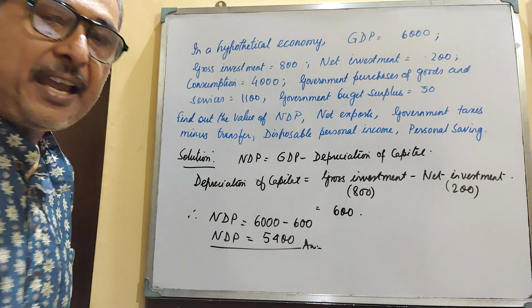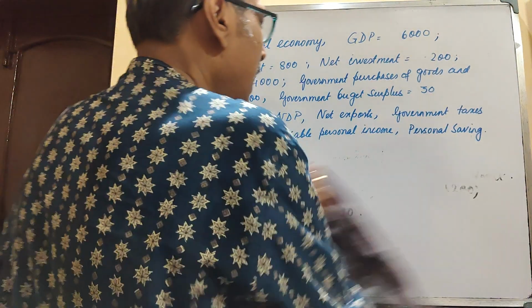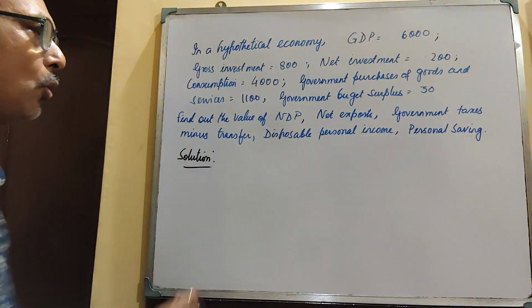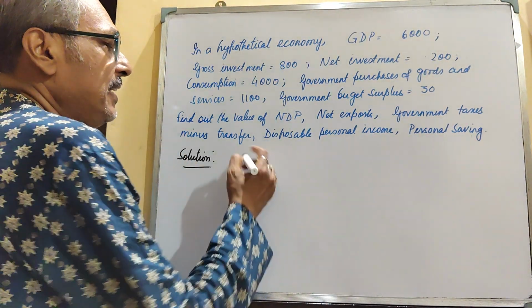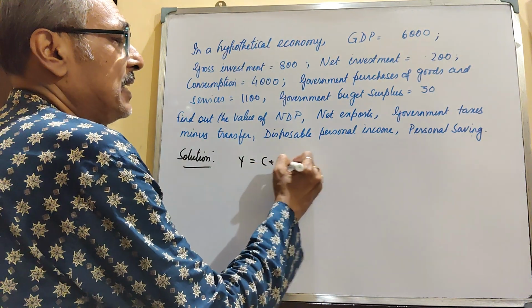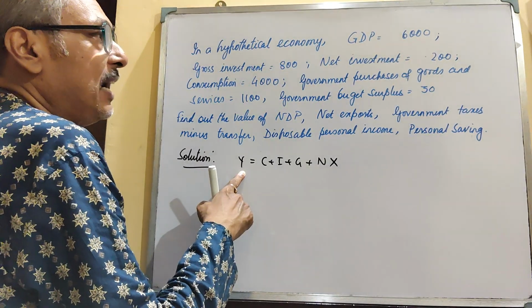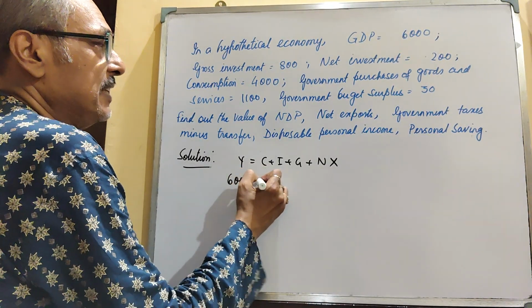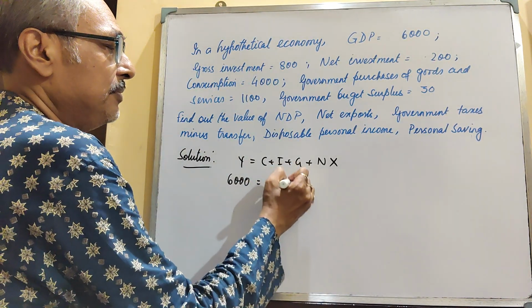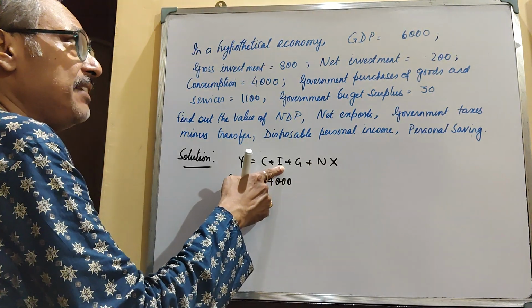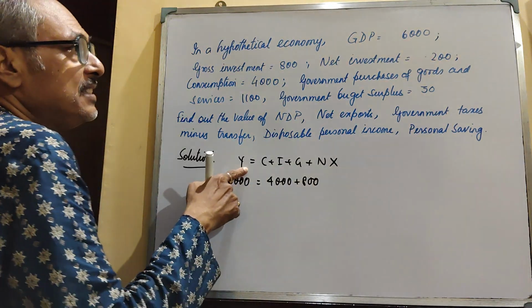Now we calculate the value of net exports. How to calculate net exports? We know in national income accounting, Y equals C plus I plus G plus NX. What is Y? Y is GDP, which is 6,000. C is consumption expenditure, this is 4,000. Investment is gross investment, which is 800.